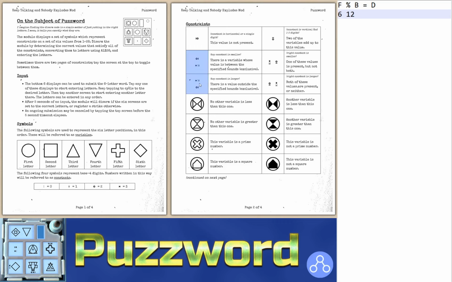Well, it's going to be one of these 2 here, where the constants, the numbers are written horizontally, but we need to check which one of them is the larger value. So the larger value here is of course the 12, which is at the bottom, so we're looking at this one. There is a variable whose value is between the specified bounds. Right, so one of the variables, whether it's A, B, C, D, E, or F, has a value between the specified bounds, so between 6 and 12. It doesn't tell me which of them has it, just that one such value exists somewhere.